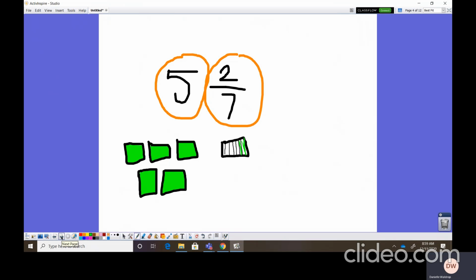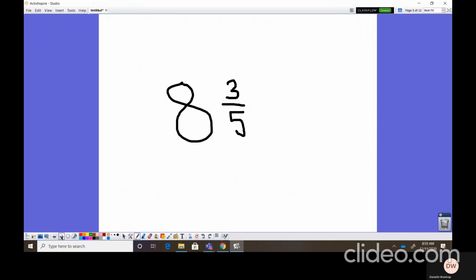Is this next one improper or mixed? 8 and 3/5. Good. It's a mixed number. Okay? It's mixed because it's a mix between a whole and a fraction. If you want to, pause the video and get you a piece of scrap paper or something and see if you can draw a picture to match 8 and 3/5. And then unpause it and we'll check it real quick.